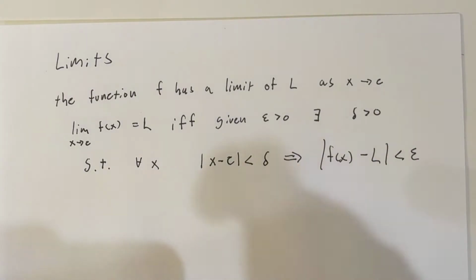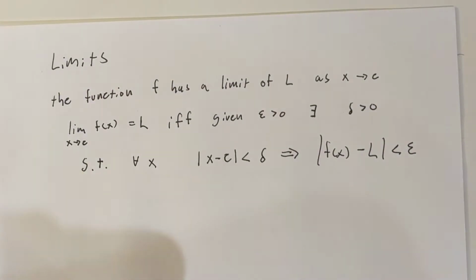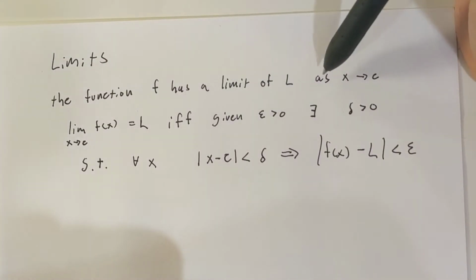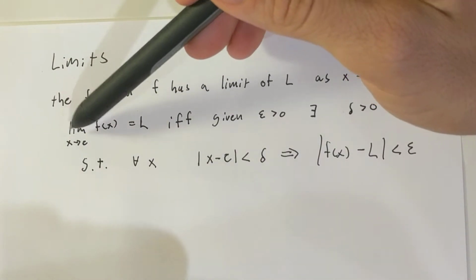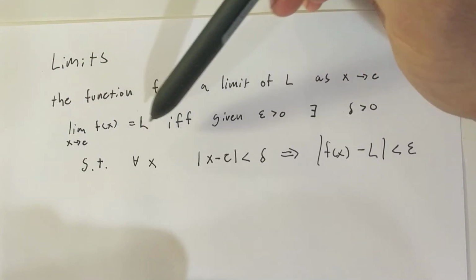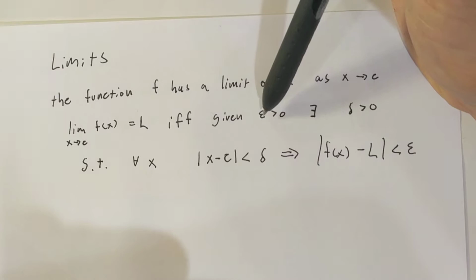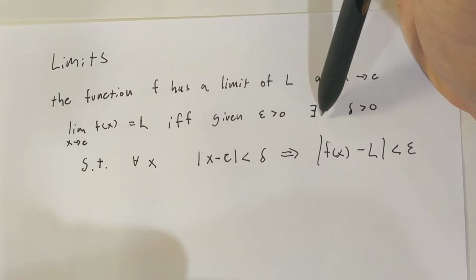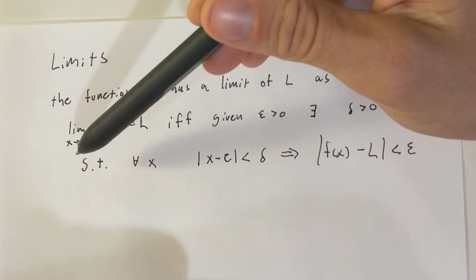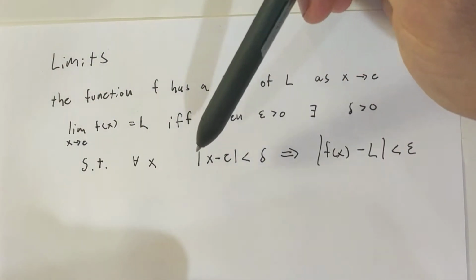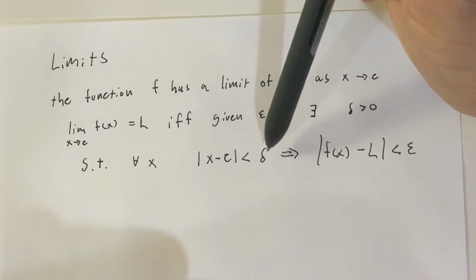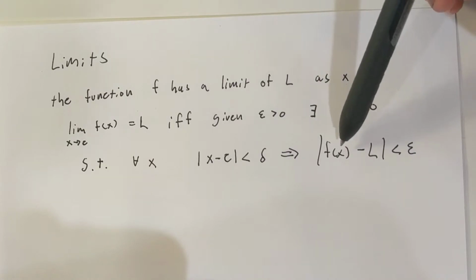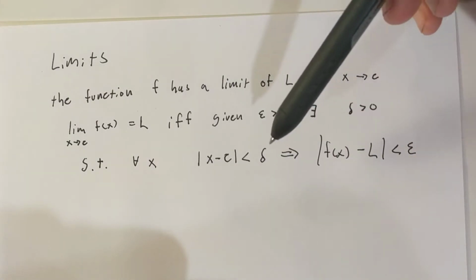Okay, this looks really confusing. So first off, let's read this again. The function f has a limit of L as x approaches c. In other words, that's this statement right here: the limit as x approaches c of f of x is L if and only if, given any number epsilon greater than 0, there exists a delta, which is also greater than 0, such that for all x, if the distance between x and c is less than delta, it implies that the distance between the function and the limit is less than epsilon.